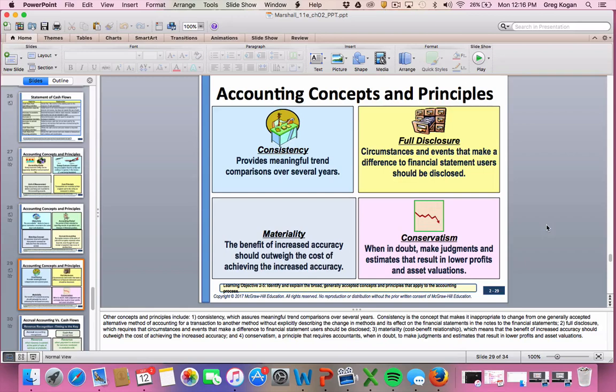Conservatism means that when in doubt, make judgments and estimates that result in lower profits and asset valuations. This is a general guideline that says accounting is not something where you need to be aggressive in terms of higher profits and higher values. It's better to go the middle way or even go lower if it involves estimates, because once estimates change, it could be more confusing and carry more risk or even liability to overestimate profits and assets, and then have them come down with negative effects. It's better to be in the middle or low, and maybe you missed it and profits or assets were a little higher, and you just adjust in the next period.